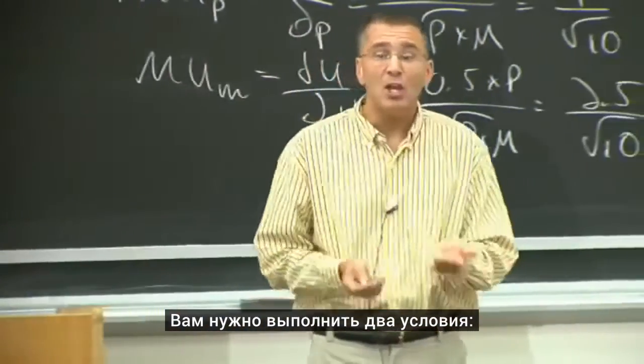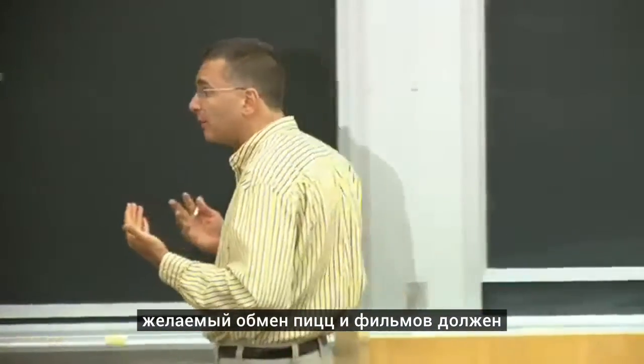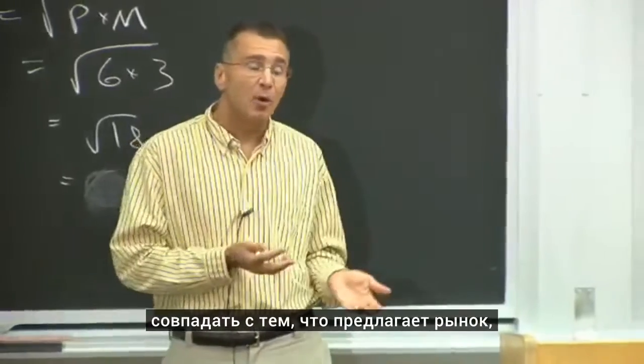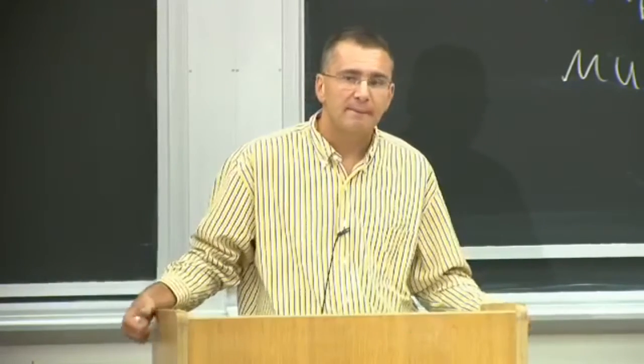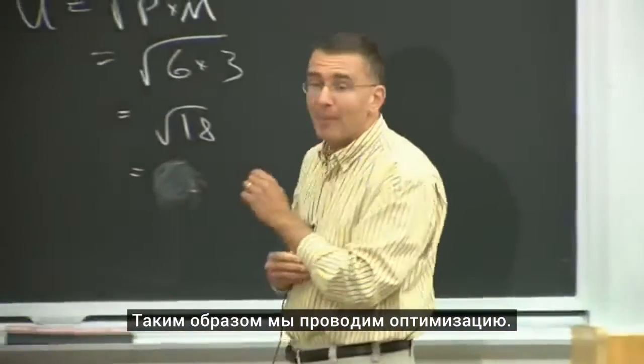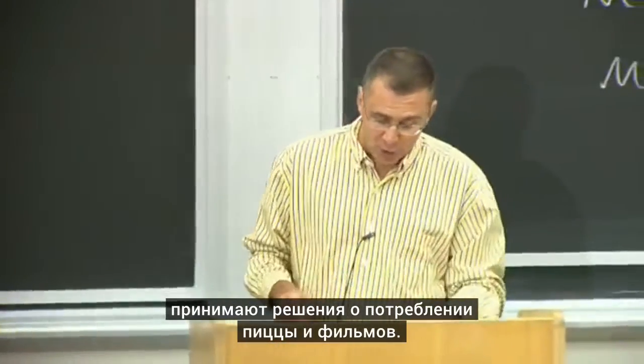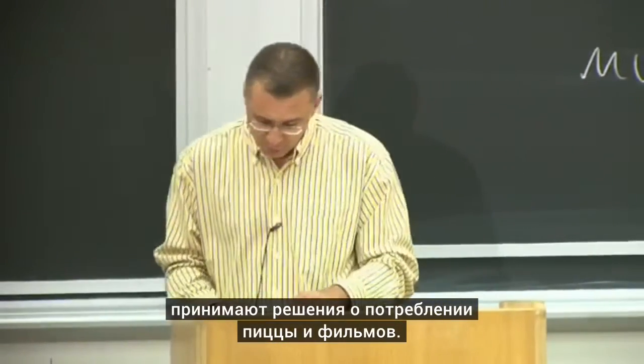So the two conditions you have to meet are that you're at the point where your desired trade-off between pizza and movies is the same as the market's, and where you're spending all your budget. That's the optimum. Questions about that? So that's basically how we think about optimization. That's how we think about consumers making their decisions, deciding between consuming pizzas and movies.